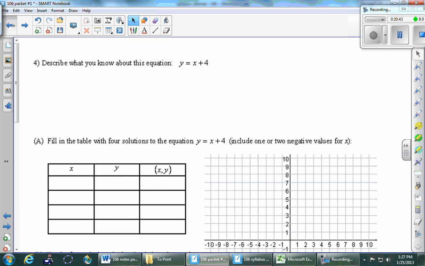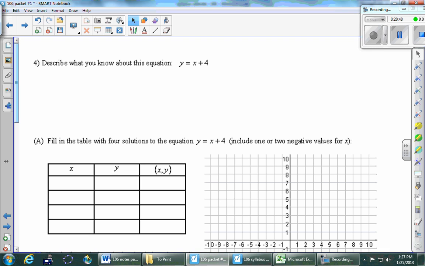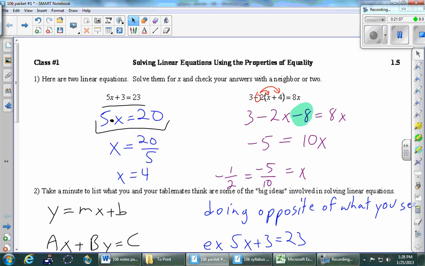Okay, so let's come back to this big packet, and we're here at the top of page number 2. And I think we're up to Dave. Can you read number 4, please? Describe what you know about this equation. Okay, y equals x plus 4. It looks similar to the first couple of equations, but there's a real big difference between y equals x plus 4 and 5x plus 3 equals 23. What is the fundamental difference between those 2 equations?